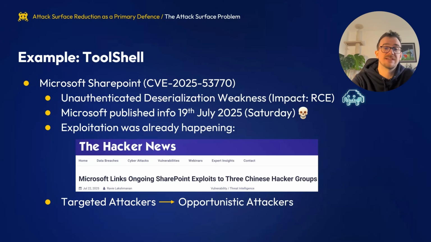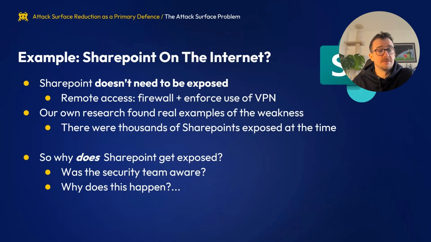They know there's an unauthenticated deserialization weakness in SharePoint, and then they go and investigate themselves. They reverse engineer SharePoint and figure out where the weakness is. They scan across the internet, find exposed SharePoints that are vulnerable, and then exploit them en masse for personal gain. This is why external attack surface management is so important, because SharePoint doesn't need to be exposed to the internet. By making sure that SharePoint isn't exposed, we massively reduce the number of attack groups that will realistically be targeting us with a weakness. When this happened last year, our own research found real examples of the weakness on the internet, and there were actually thousands of SharePoints exposed at the time.